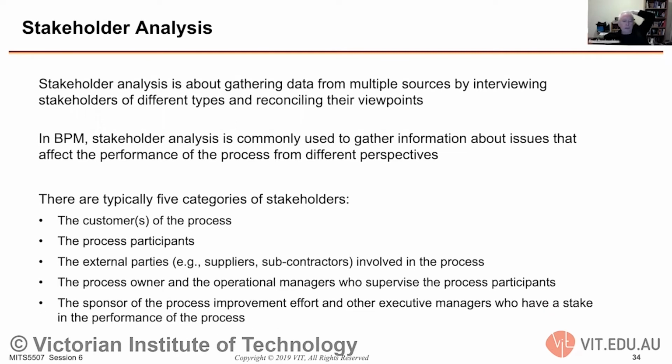And then there's always a process sponsor. Okay, so that might be the executive managers at the business. So you might be working for a business, you might be the process owner, but of course you report to the executive managers, and they're the process sponsors. So we've got those 5 categories of stakeholders. Now, each one of those will have a different perspective of the business process.